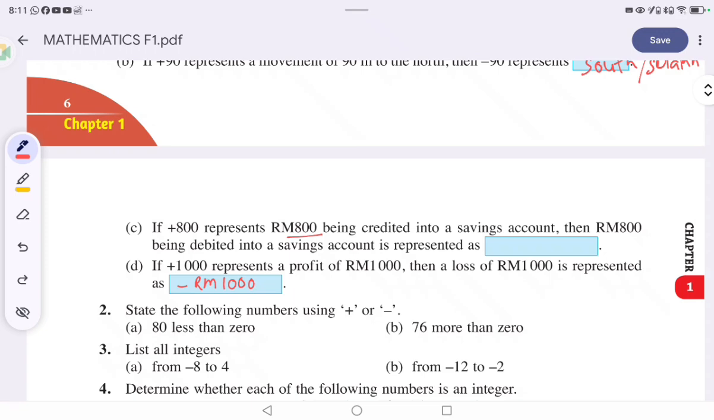Okay, number 2 question. State the following numbers using positive or negative. 80 less than 0 is minus 80. Okay, how about the B? 76 more than 0 is positive 76 lah.